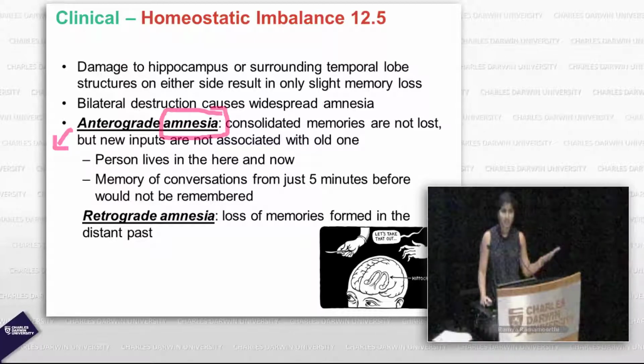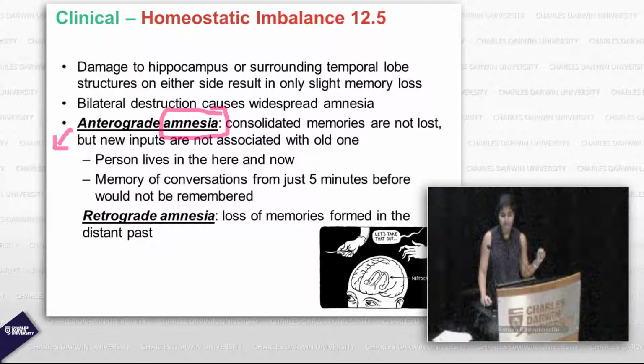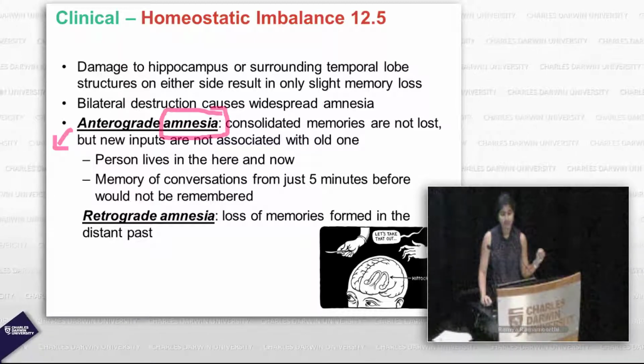Then you have retrograde amnesia, which is the loss of memories from the distant past. So it is just the opposite of that.